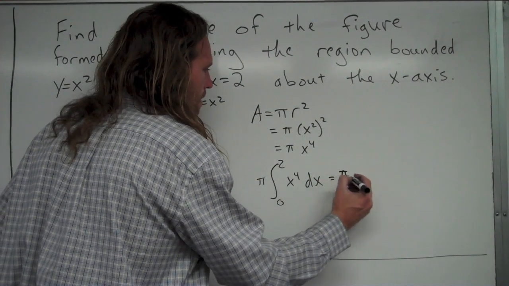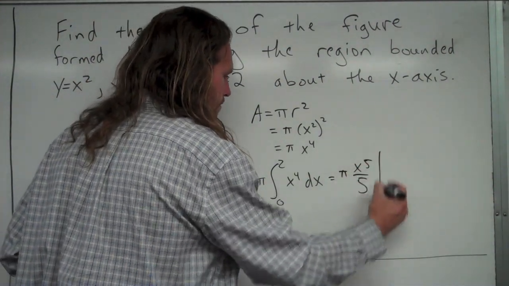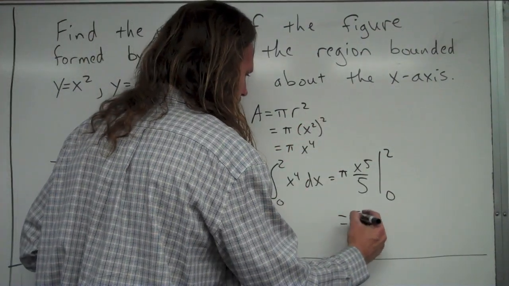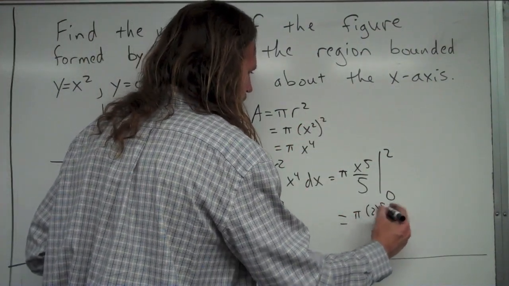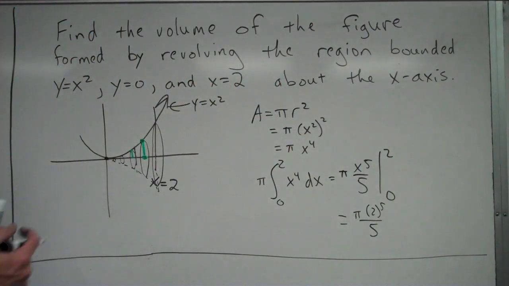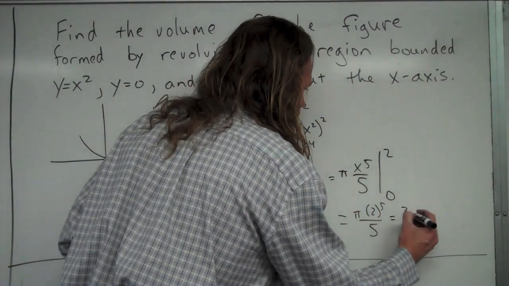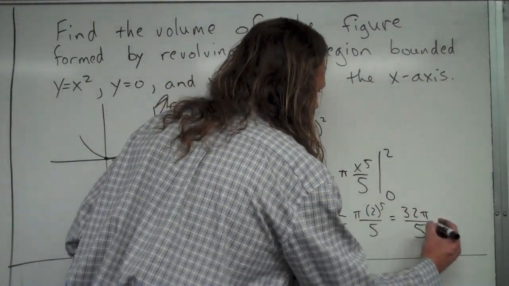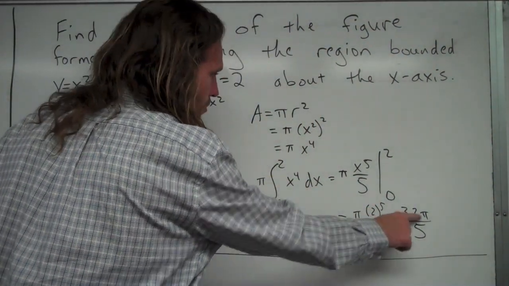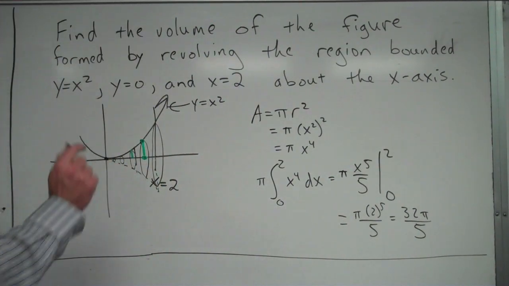So it equals pi times the antiderivative of x to the 4th, which is x to the 5th over 5, from 0 to 2. Plug 2 in for x, it becomes pi times 2 to the 5th over 5, which I could leave like that, and then I'd subtract plugging in the 0, but it's just going to be 0. And 2 to the 5th is 32. So that's going to be 32 pi over 5. Just to make sure what this number represents, this 32 pi over 5 represents the volume of this figure right here. That is the volume of that figure.